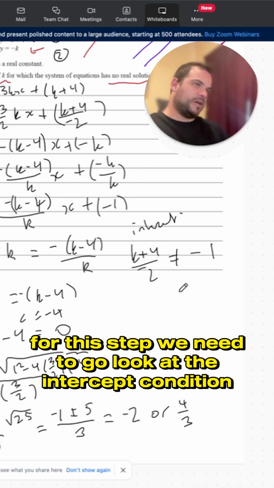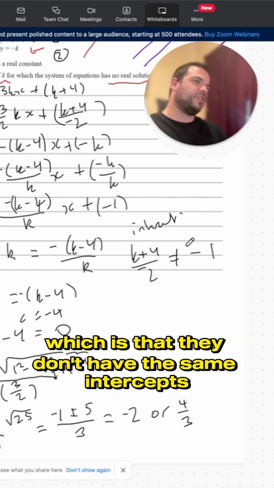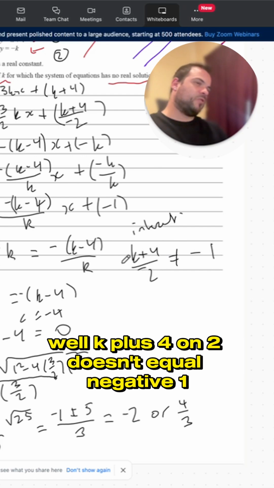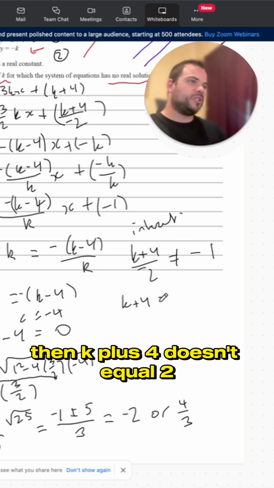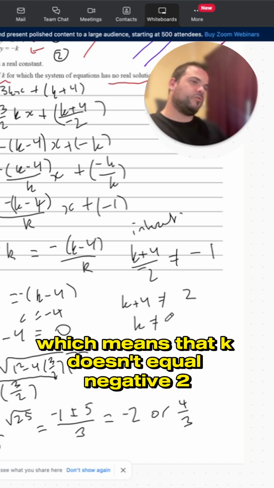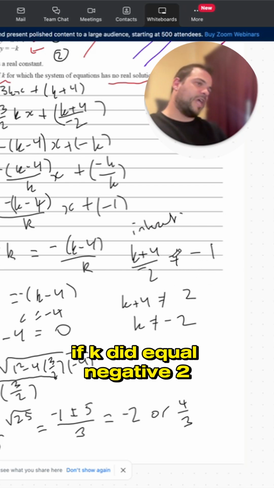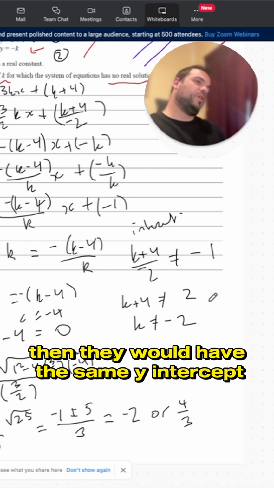So for this step, we need to look at the intercept condition, which is that they don't have the same intercepts. So we need (k plus 4)/(negative 2) not to equal negative 1. Well, if (k plus 4)/2 doesn't equal negative 1, then k plus 4 doesn't equal 2, which means that k doesn't equal negative 2. So if k did equal negative 2, then they would have the same y-intercept.